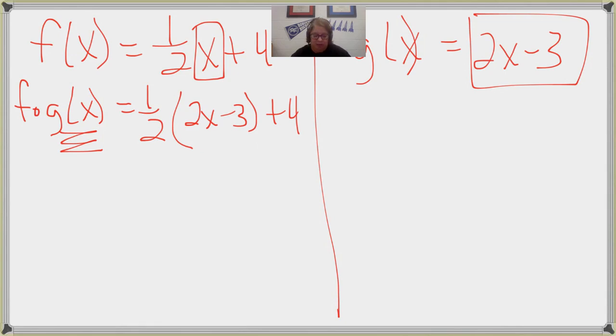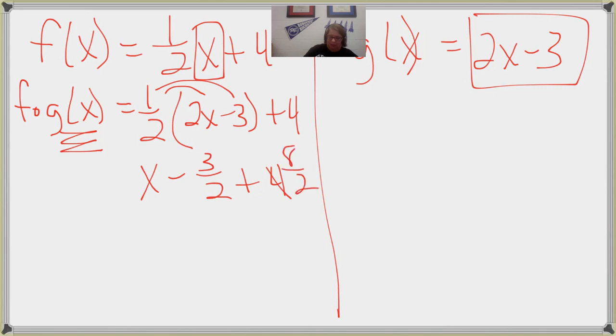Now distribute half of 2. 1/2 times negative 3 is minus 3/2 plus 4. What do you notice? Does everything cancel? A negative 3/2 and a positive 4 don't cancel. So not everything cancels out. This would be, 4 is 8/2. So that would be x plus 5/2.